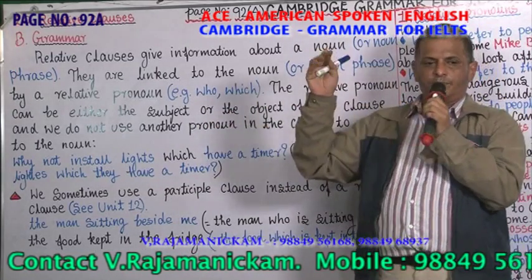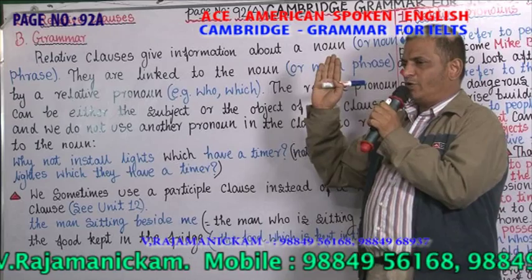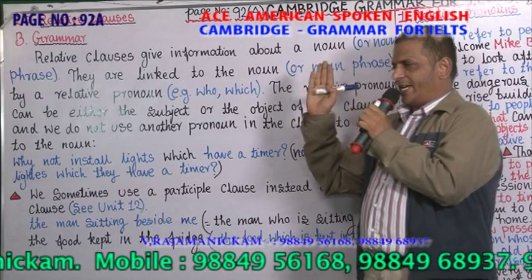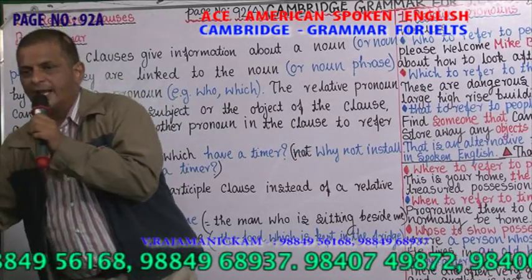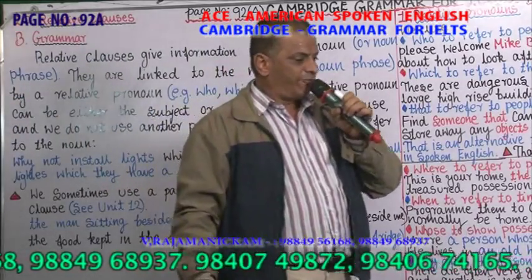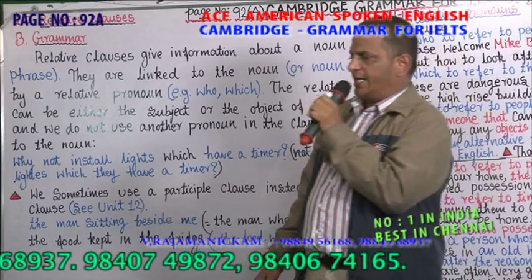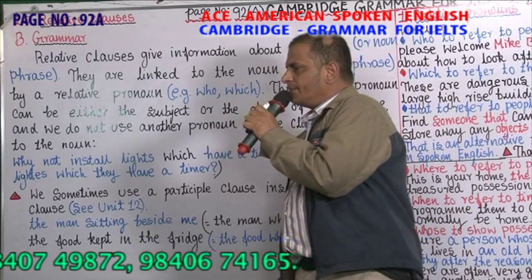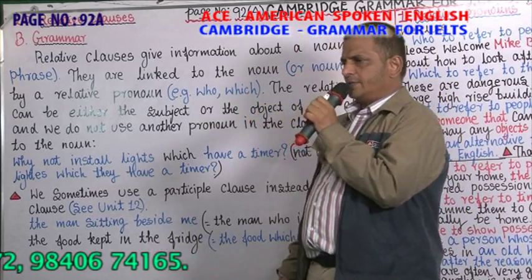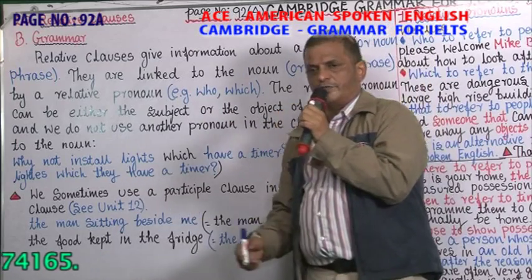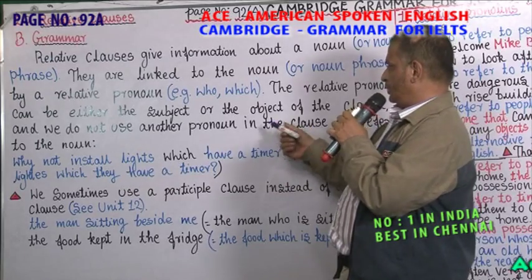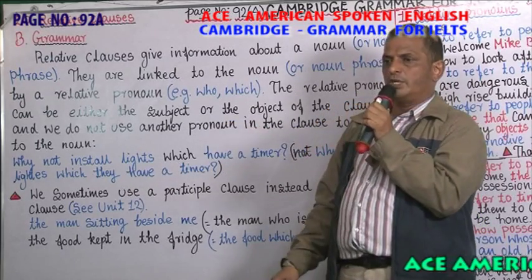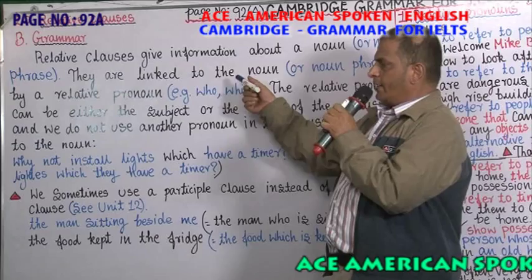Can you form a sentence about a cell phone? I have a cell phone which has 3G facilities. I have a cell phone which has 4G facilities. So which stands for what? Cell phone, right? Who stands for the person. So you are not supposed to use two pronouns, only one. They are called relative pronouns.